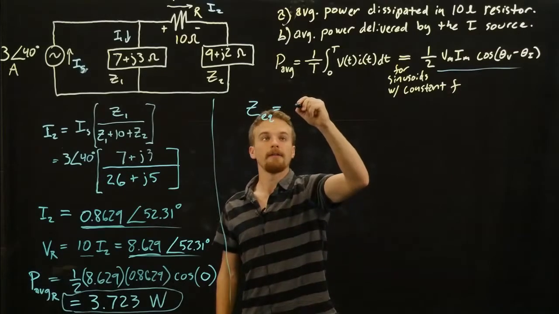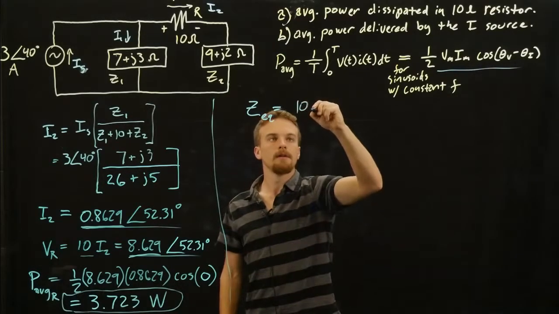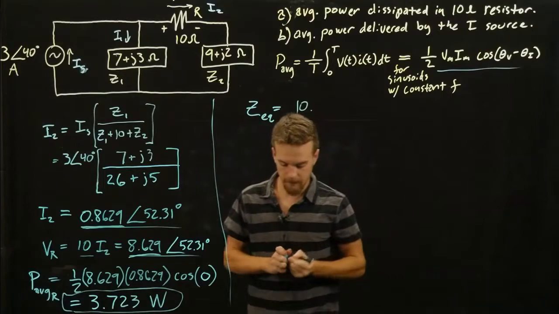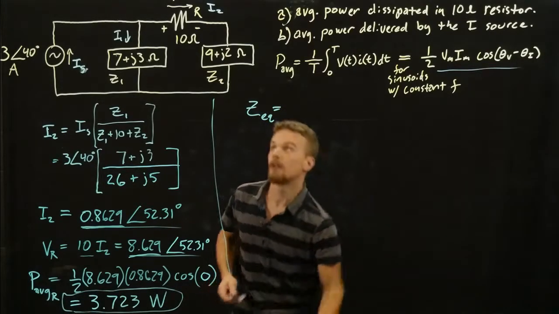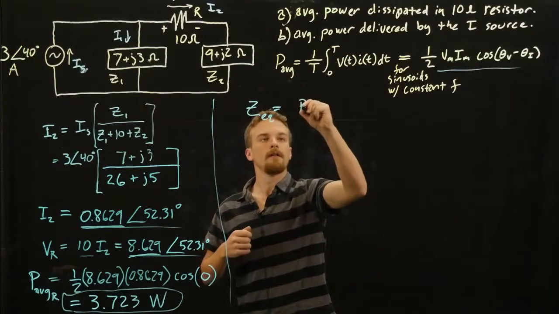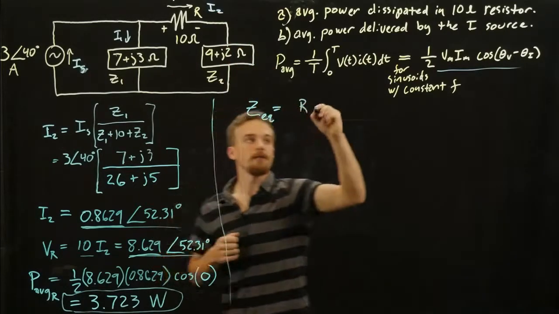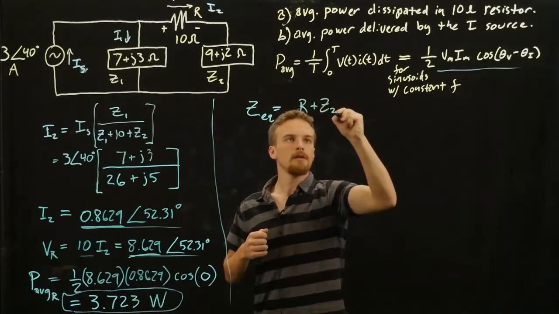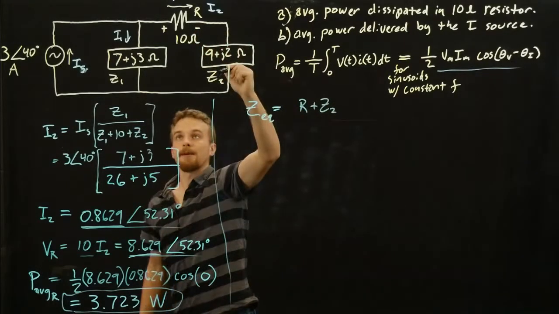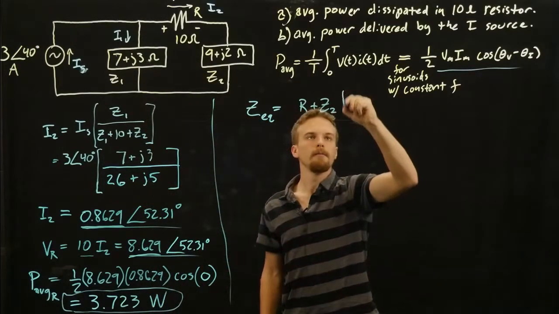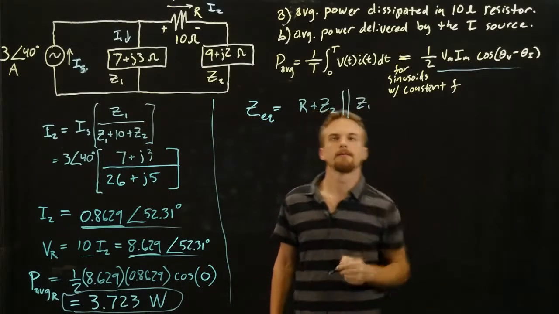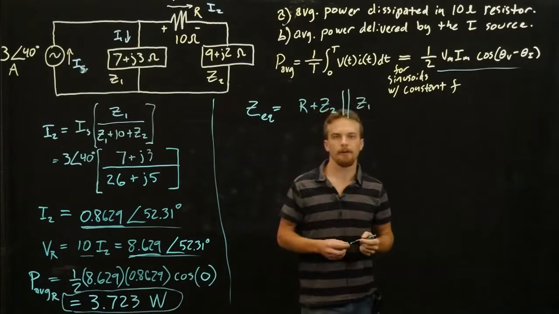So we would have, actually, let's do it symbolically for a minute, just to keep things more simple. We're calling that R. We have R plus Z2. That would give us this branch, and then that equivalent would be in parallel with this, right? Parallel with Z1. So that would give us our equivalent.